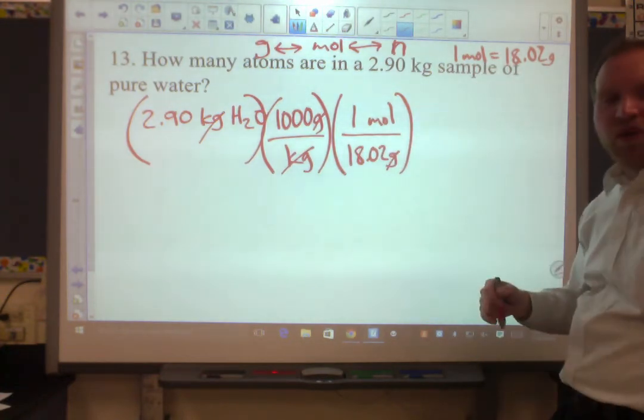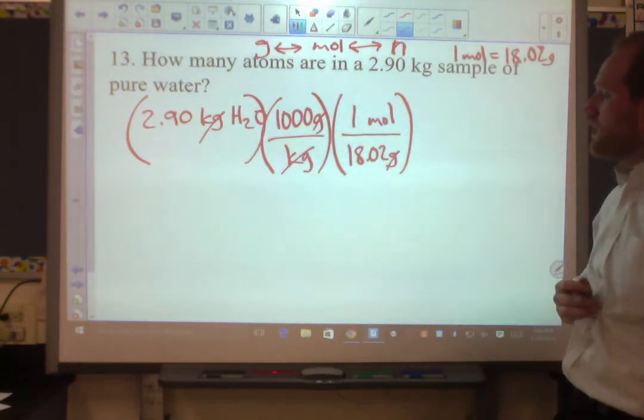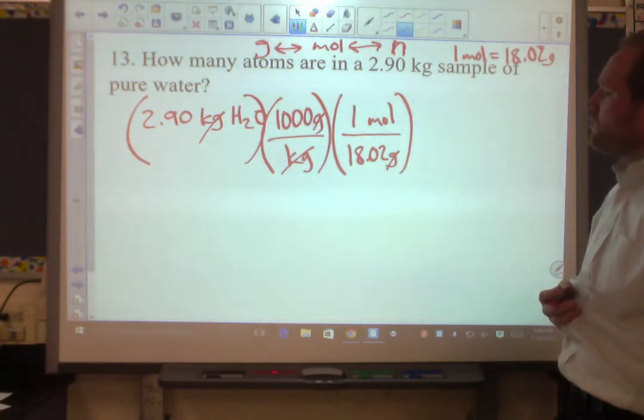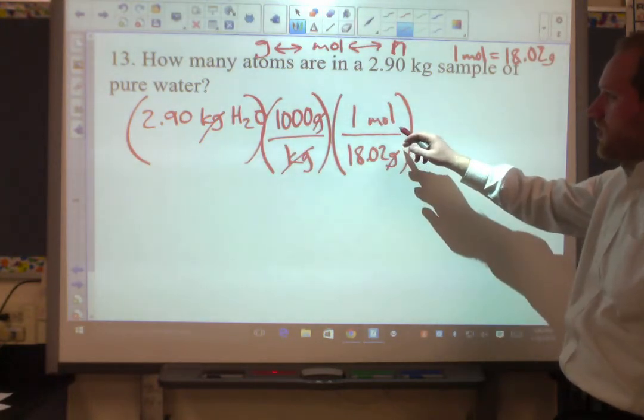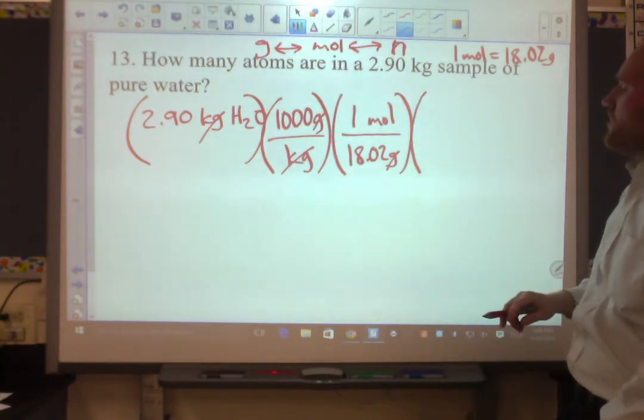Okay? Instead of just memorizing when do you multiply it, when do you divide it, work it out as a conversion factor and you won't make mistakes. Okay? But I'm not asking for how many grams, or how many moles of water there are. I'm asking how many atoms. So I need to go to number of particles.